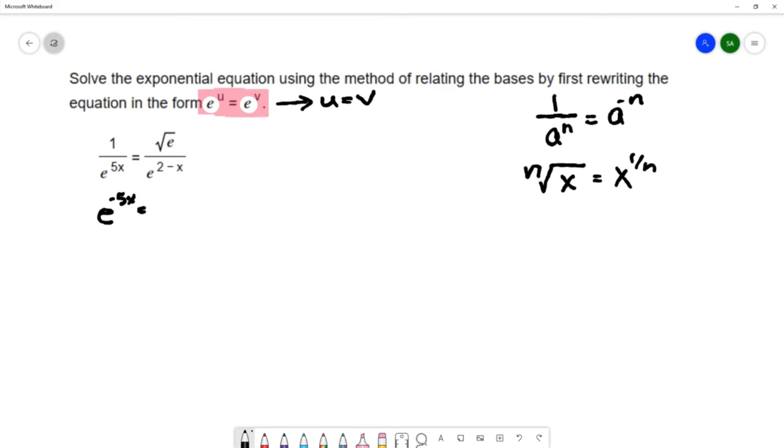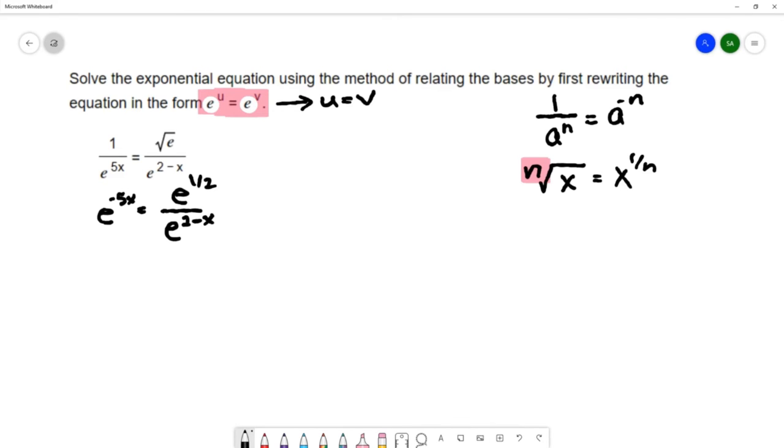Now we're dealing with the square root of e, and it doesn't have an index listed on the radical. And when you have no index listed, we know that that's the square root and the index is 2. So I'm going to be able to write the square root of e as e to the 1/2 power. I'm going to copy the denominator down.